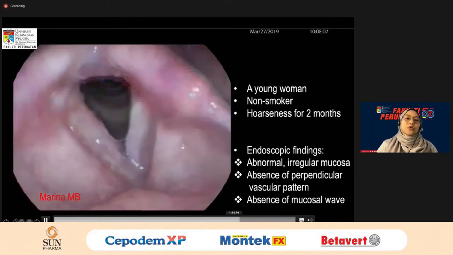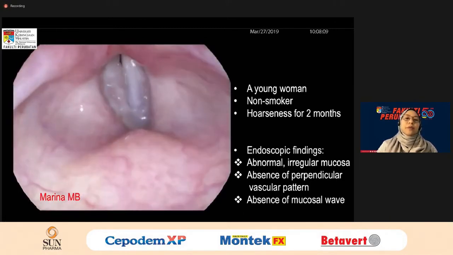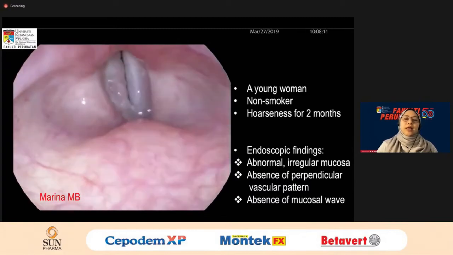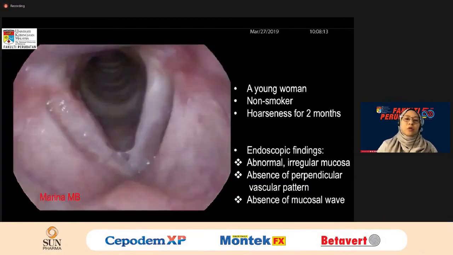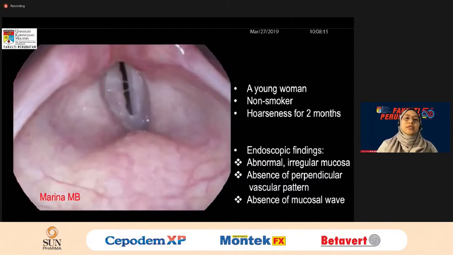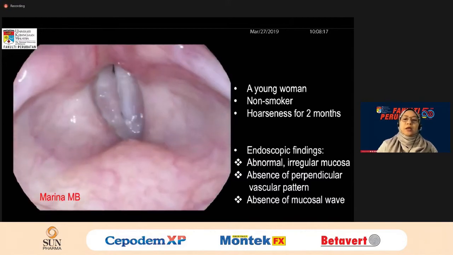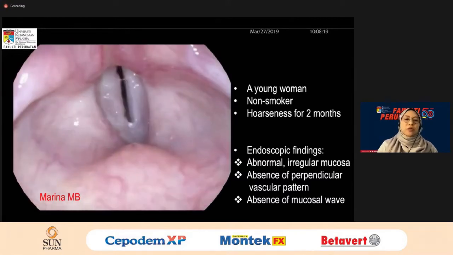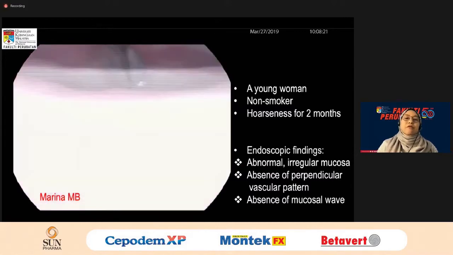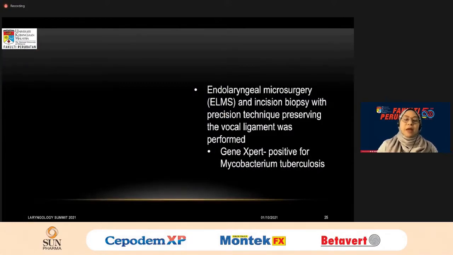And when we switch on the stroboscopic light, we can appreciate that there is absence of mucosal wave, and we don't see any perpendicular type of vascular pattern. So therefore, we think that this is an inflammatory rather than a malignant lesion. Plus, the patient does not have risk factors for a malignant lesion. And this patient is put up for endolaryngeal microsurgery.